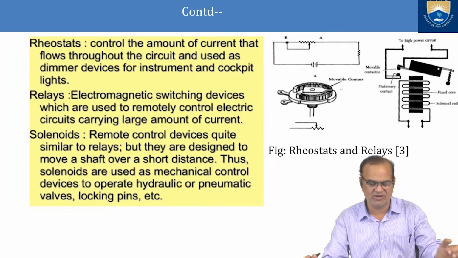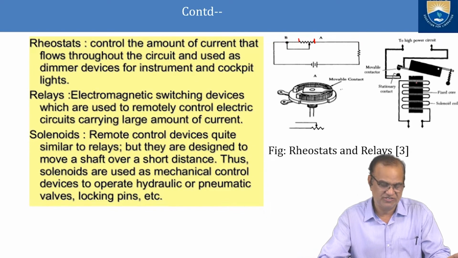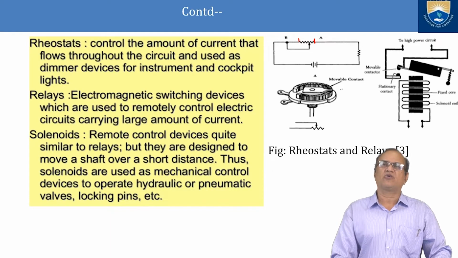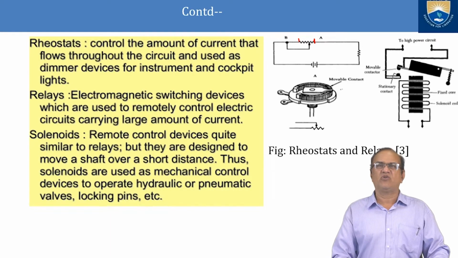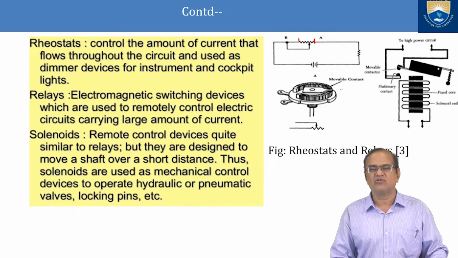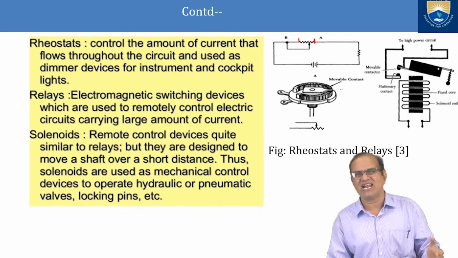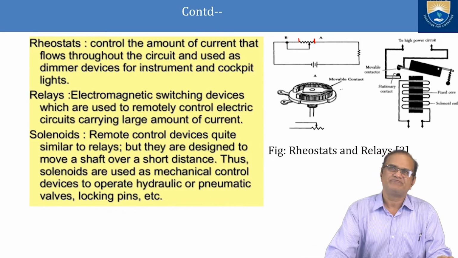So in the rheostat circuit, the resistance varies from here to here, and accordingly the current will change. Rheostats control the amount of current that flows through the circuit and are used as dimmer devices for instruments and the cockpit light. If you want less light or more light on the instruments, you have to change it. In our car also these things are available.